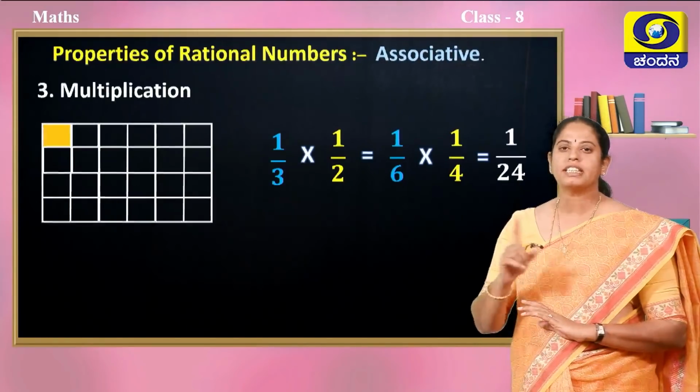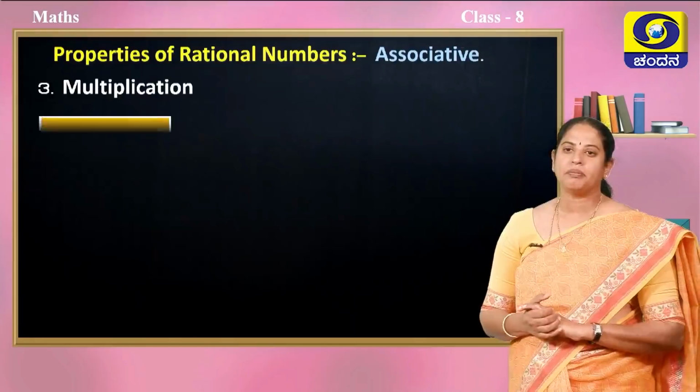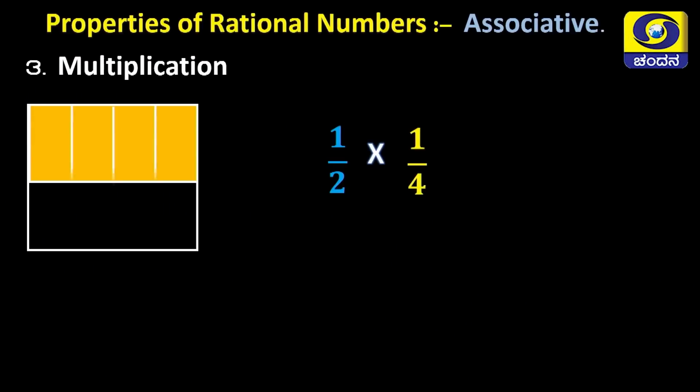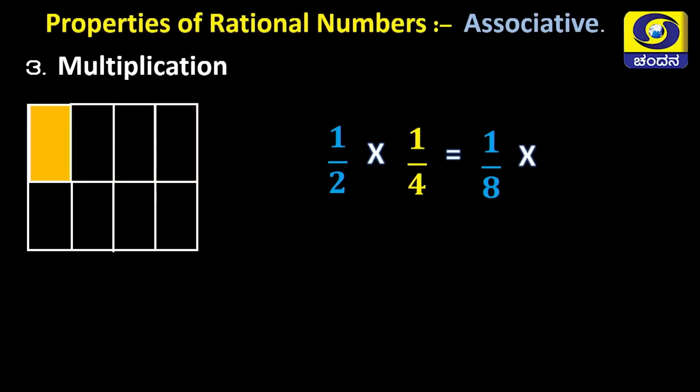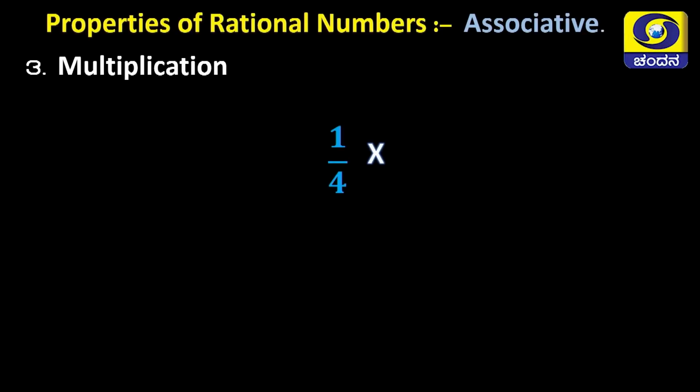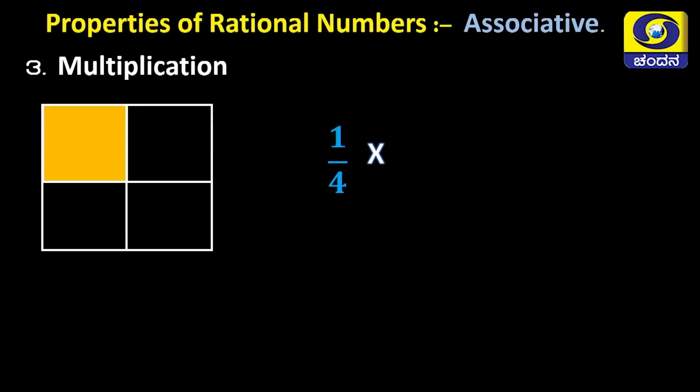Now, let us change the multiplicand and multiplier. Now, first I am taking 1 by 2. Now, I am quartering, that is, 1/4 of 1 by 2 is how much? Yes, 1 by 8. When this 1 by 8 is multiplied by 1 by 3, I am getting 1 by 24. The result is the same. Yes, if I group in a different way also I am getting the same result.